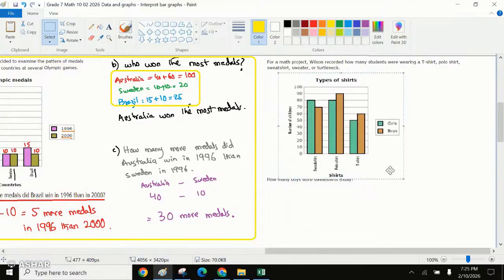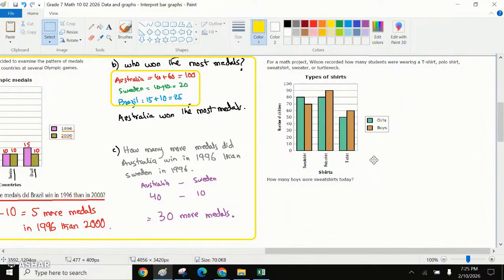And this information is being provided to us. Okay, so in question number 9, it says, for a math project, Wilson recorded how many students were wearing a t-shirt, polo, sweatshirt, sweater, or a turtleneck, right? So over here, they've given us sweatshirts, polo, and t-shirts, right? They're not comparing the sweater or a turtleneck, right? We are only considering the 3 options over here: sweatshirt, t-shirt, and a polo.